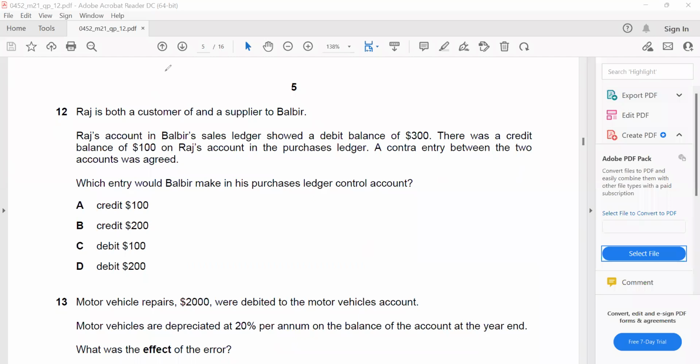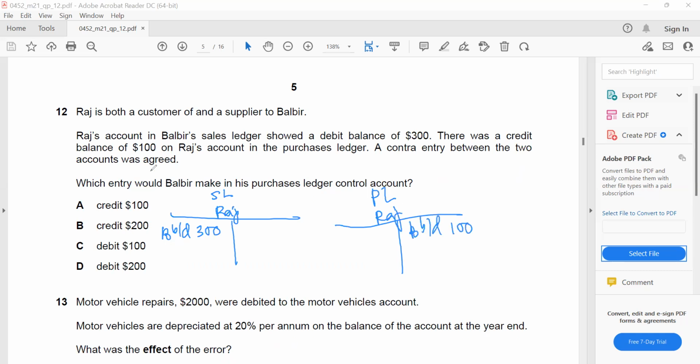Rush is both a customer and a supplier to Barbie. Rush's account in Barbie's sales ledger shows a debit. Rush account in sales ledger. Sales ledger means a debit balance here, 300. There was a credit balance in the purchases ledger. Purchases ledger, Rush balance brought down 100.